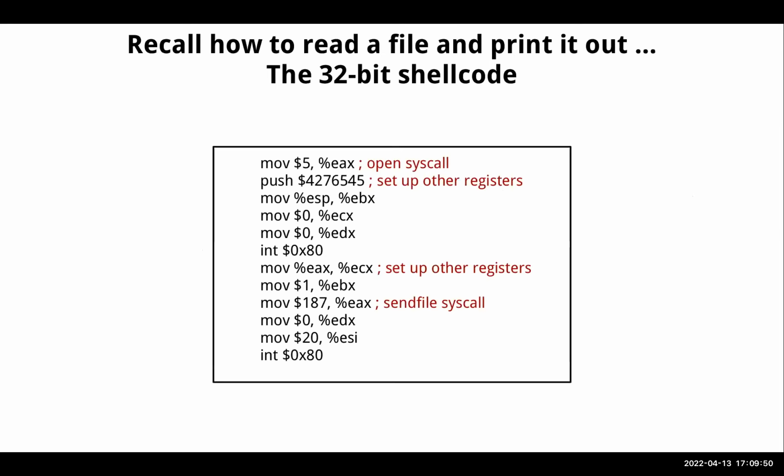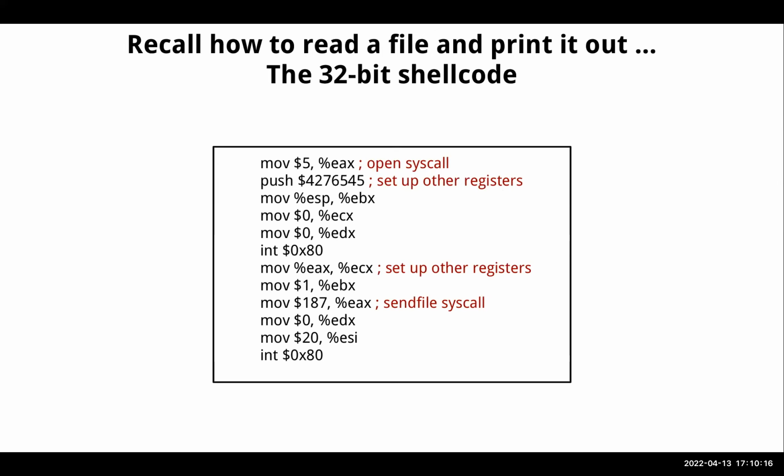So how do we approach this? Let's first think about how we read a file and print it out. So here I have the sample code to remind you how it works. Basically, we need to make at least two system calls. One is the open system call, and another one is the sendfile system call.